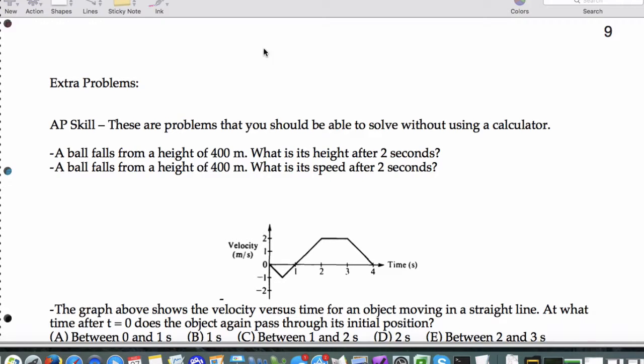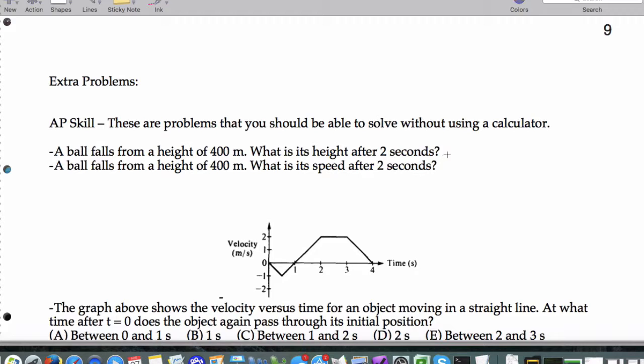All right, so let's do these AP extra skill problems. So we have an object falling from a height of 400. We want its height after 2 seconds. X is 1/2 AT squared plus V naught T plus X naught. Let's put in our numbers. So X is our height, 1/2 times -10 times 2 squared plus 0 plus 400.